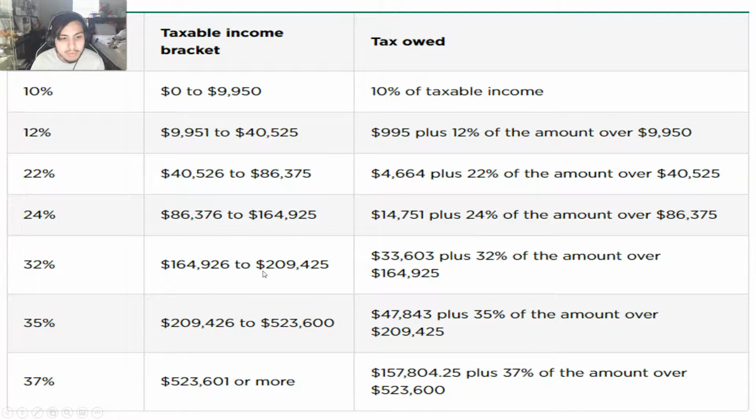And here you see, for example, someone who's making, let's say, $200K, they're going to be paying a base $33,603 in taxes due to the brackets, the maximum amount you can pay in each bracket. And then after they get to $164,926, whatever other money they make in that bracket up until they reach $209,425, they'll be taxed at 32%. So no one's really taxed at just one base percentage unless you're making less than $9,950 in a year. And a lot of people don't know that. A lot of people just think, oh, I make $100K, so that means I'm paying 24% taxes. That's not actually true. You'd technically be paying just a little bit less.